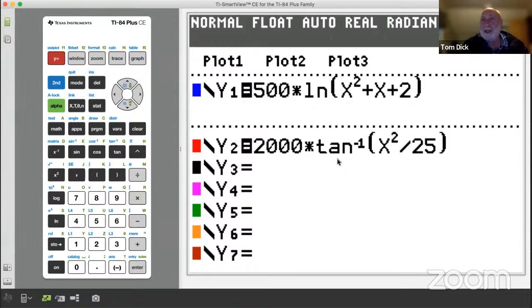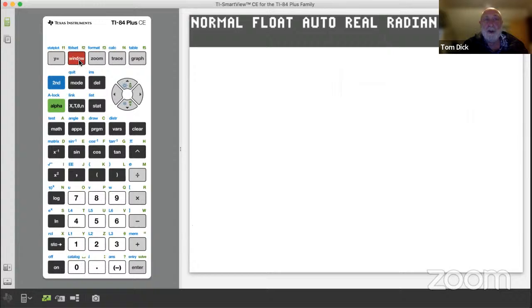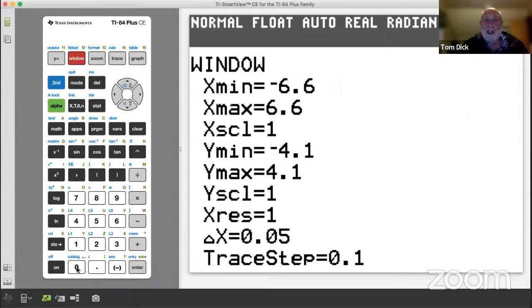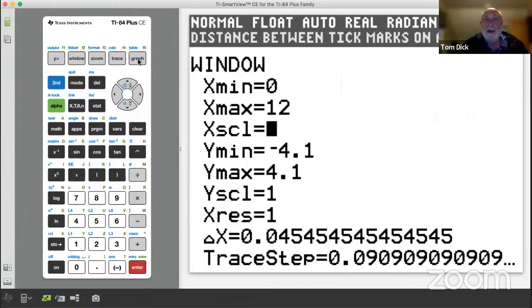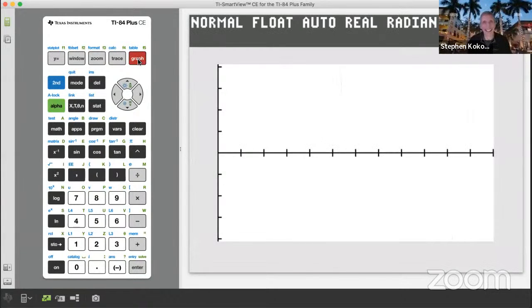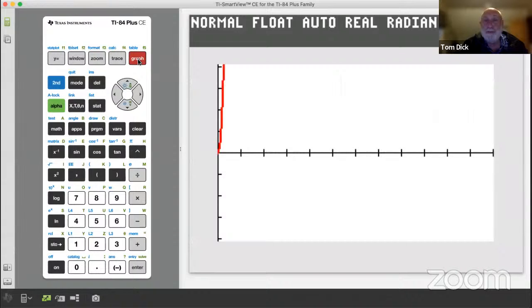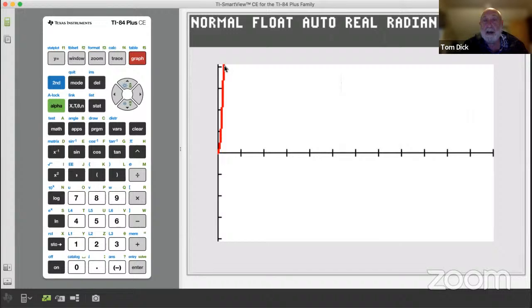So let's actually take a look at these graphs, see what they look like. Now, we're given an interval for these. So I'm going to go to my window and change my x min and x max to 0 to 12. That was the relevant time period. And let's just dive in and graph. I'm not seeing much. Oh, there we go. There's something there. But yeah, if we think about it, given those coefficients, this is way off.